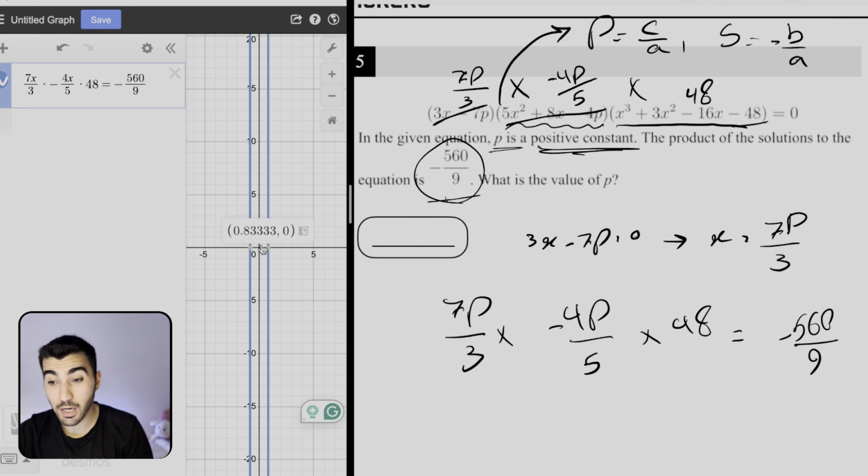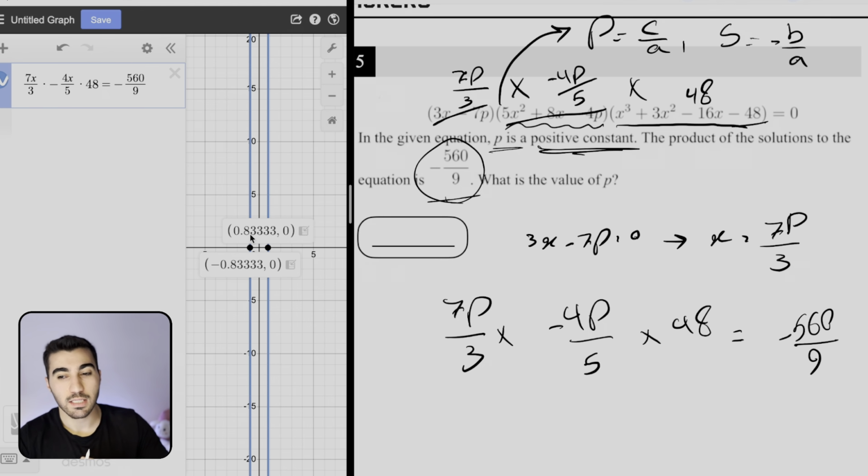So we have two lines. That means we have two solutions. One is 0.833. The other one is negative 0.833. So which one should I go with? We always go back to the question after finding the solution. We go back to the question and read the question again and see what we're looking for. In the given equation, p is a positive constant. Okay, so I'm looking for a positive constant. So I'm going to put the 0.833.